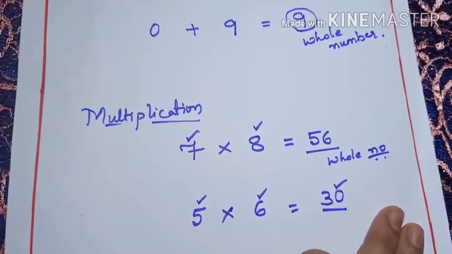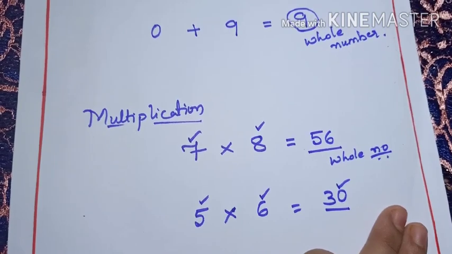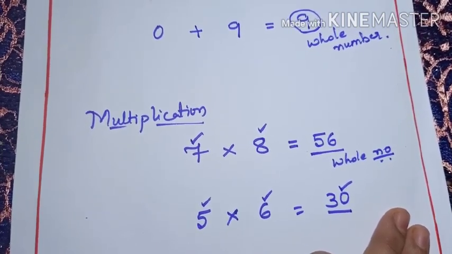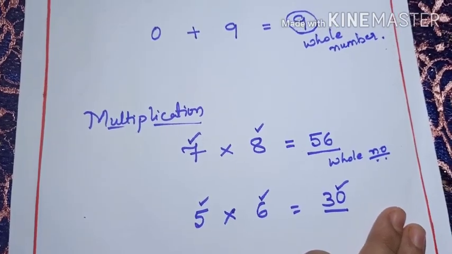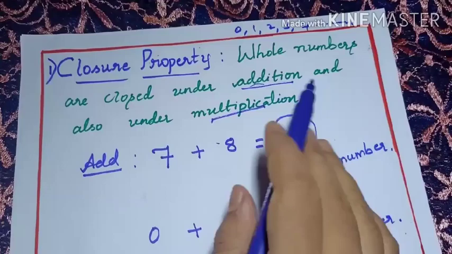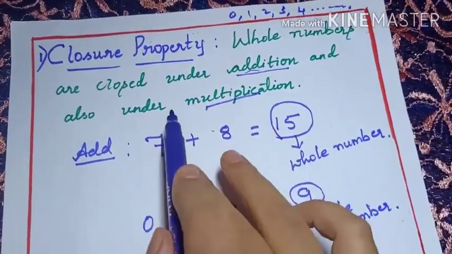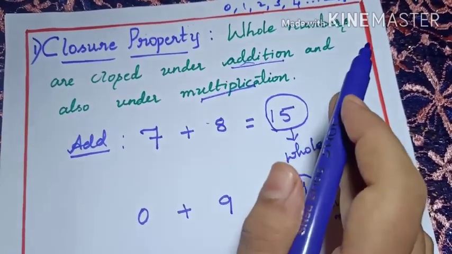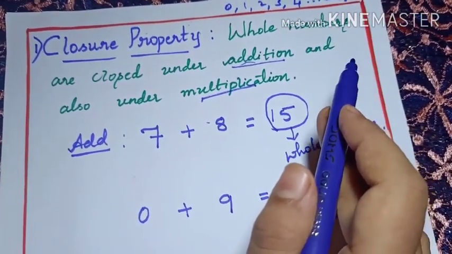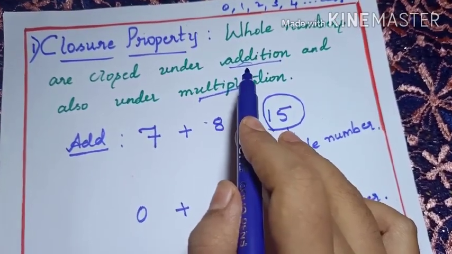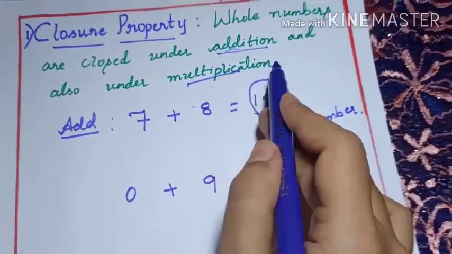Now the question arises, will it satisfy subtraction and division? In the property itself they have given that whole numbers are closed under addition and also under multiplication. Here they have not mentioned subtraction and division, which means it does not satisfy the property. Let us check it out.